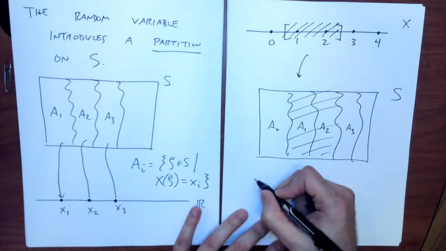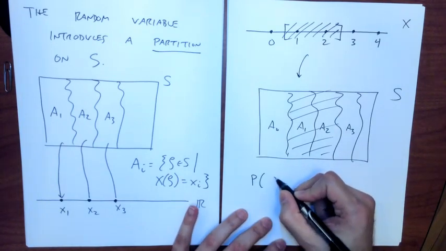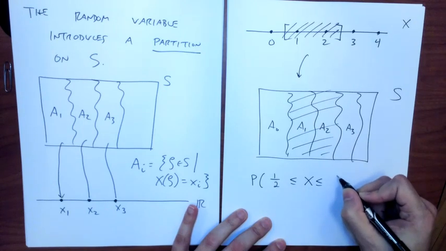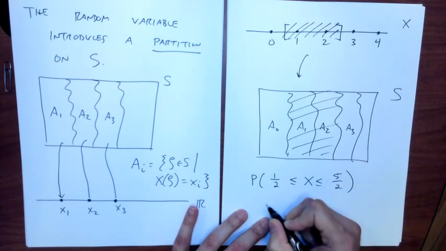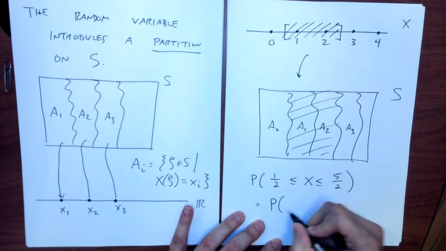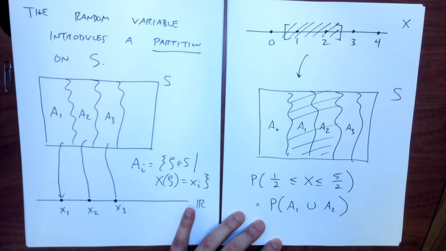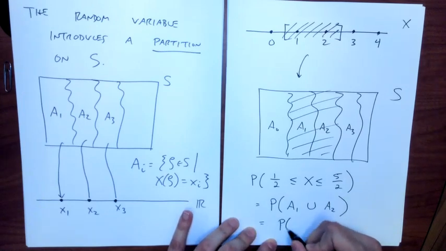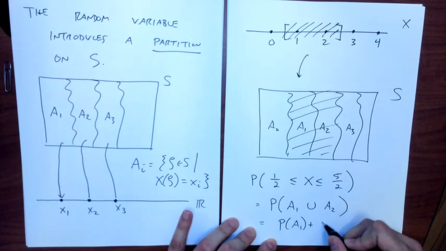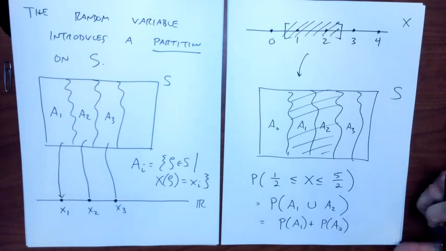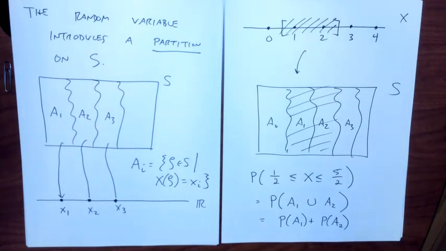So I could say something like, the probability that X is in the range 1/2 to 5/2 is the same as the probability of A1 or A2 happening, right? Which, since this is a partition, is just the sum of these two events. Okay? In some sense, this is all, in my opinion, a little bit tedious.